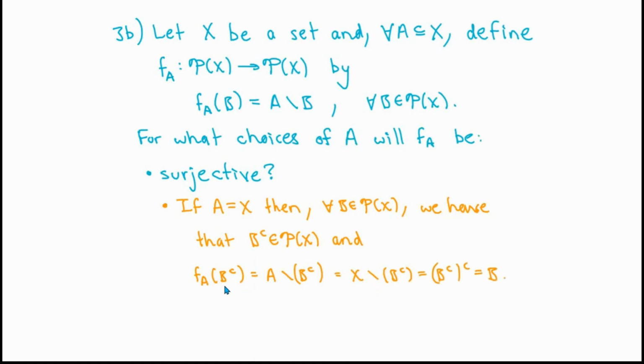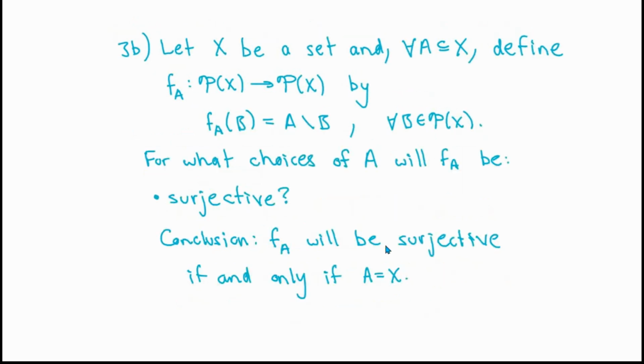Well, we've already seen this in the previous part of this problem. If A is equal to X, then f sub A of any set is just the complement of that set. So if I want to feed in a set and get out the set B, then I can feed in the set B complement, which is another element of the domain. Since every possible set B is in the range of the function when A is equal to X, the function f sub A is surjective. So our answer to this question is that the function f sub A will be surjective if and only if A is equal to X.